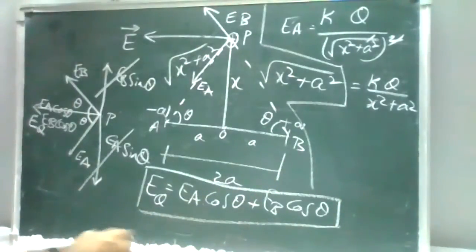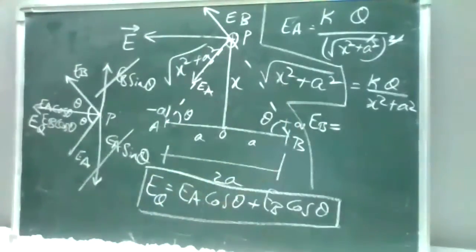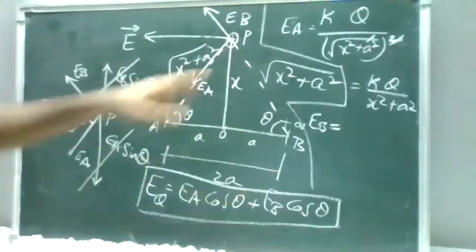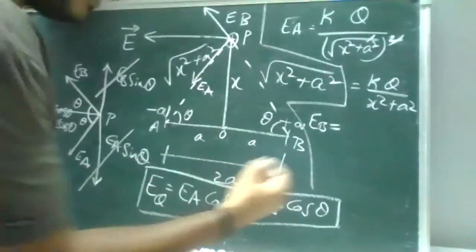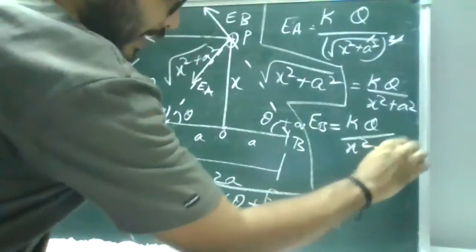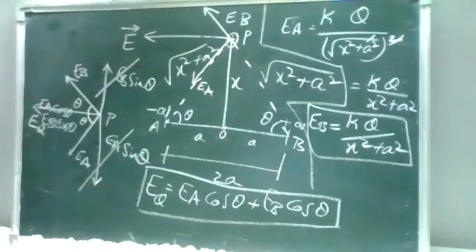Now the EB part. EB is the same distance, same angle theta, same x, same a. So EB is also kQ by x square plus a square. EB has the same relation as EA. Till this, any doubts?